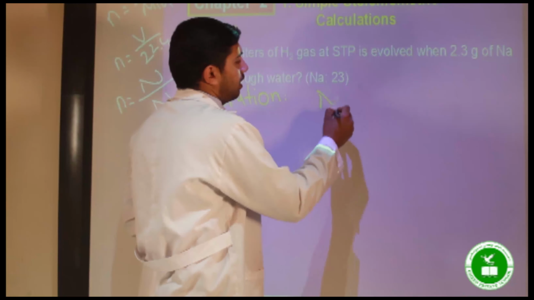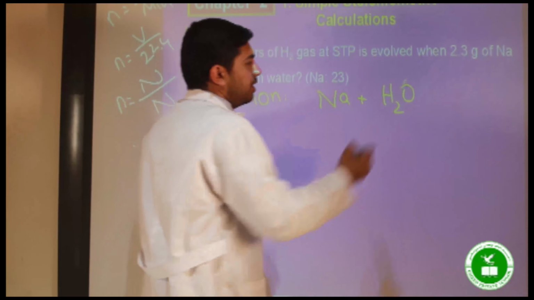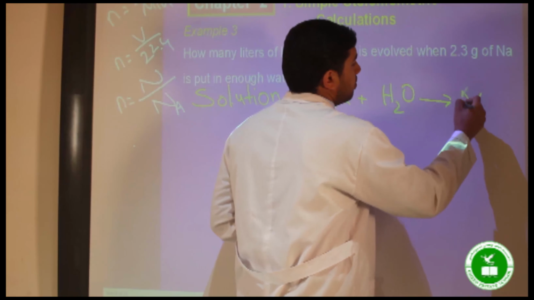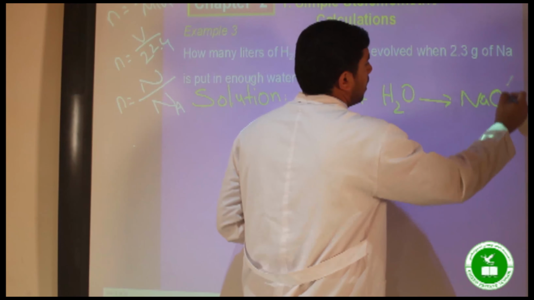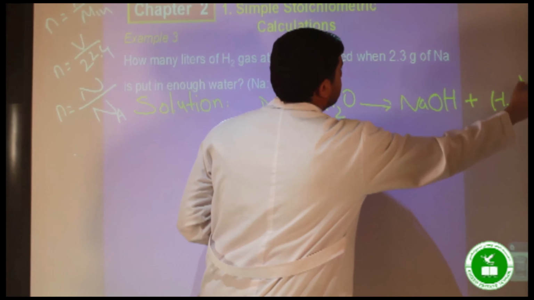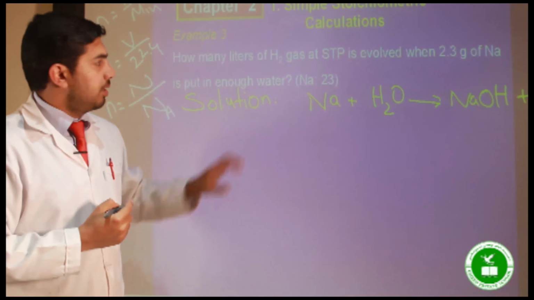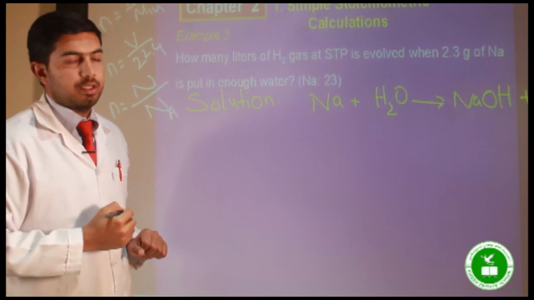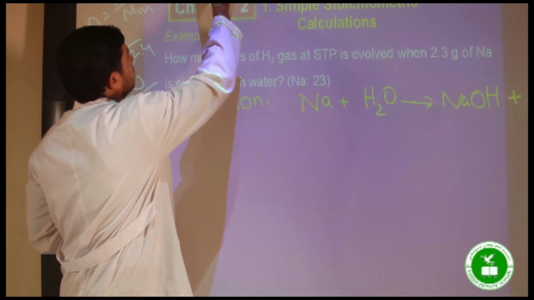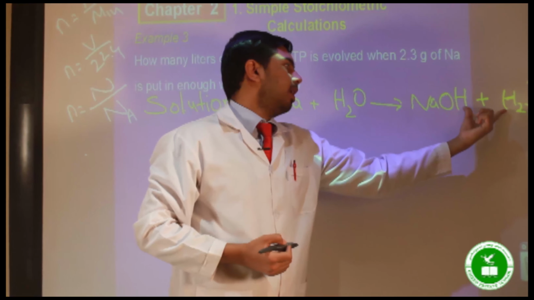Let's write the formula. Sodium is put in water, H2O. It gives us sodium hydroxide plus hydrogen gas, which will be liberated. This is our exact reaction. Now let's first balance them. 2 hydrogen, sodium, 1 oxygen, 3 hydrogen.